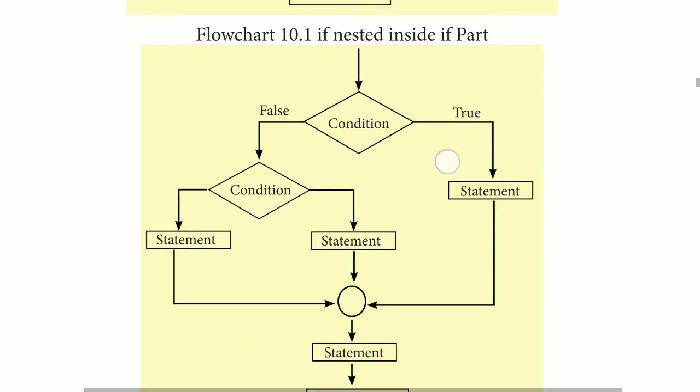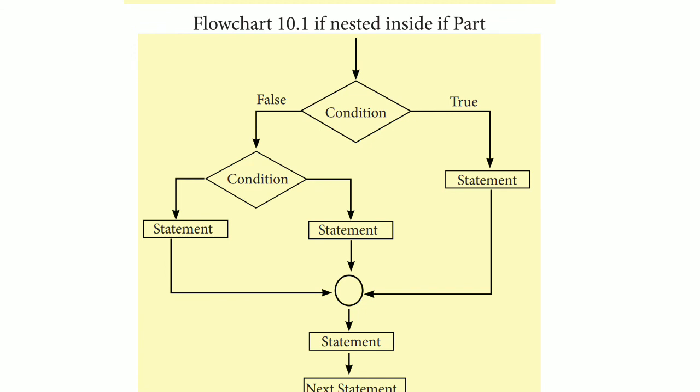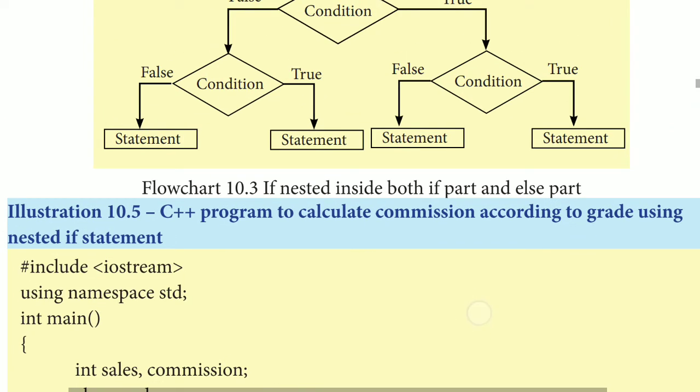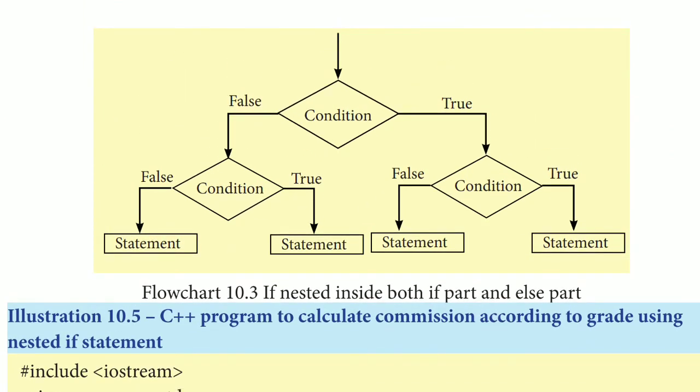So next is the else part. Here the if condition will be present in the false block of the first condition. You can see that the condition is present in the false part, and statement 1, statement 2, statement 3 are present here. Any one of the statements will be executed and it continues with the next one. In the next case, you can see that it has an if statement in the true part, and it also has an if statement in the false part.